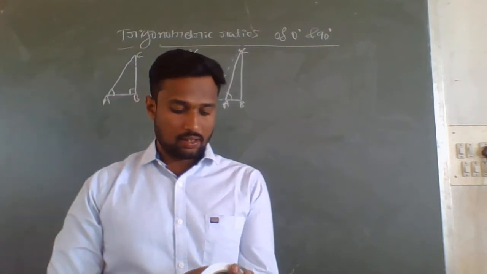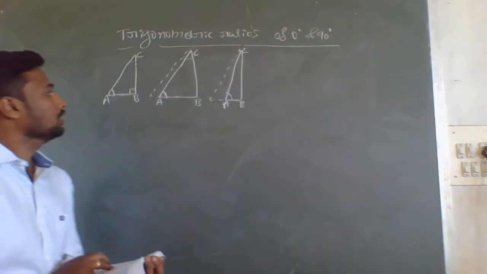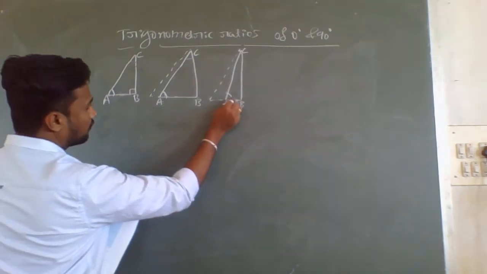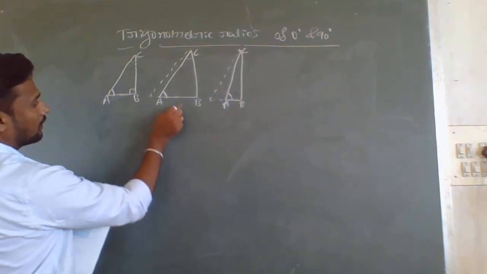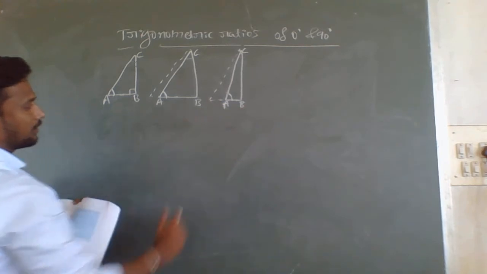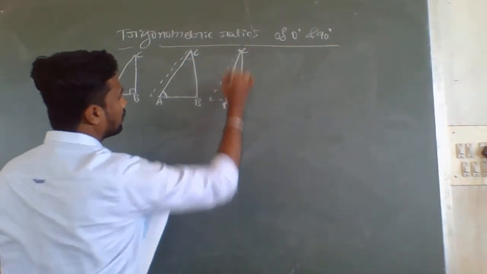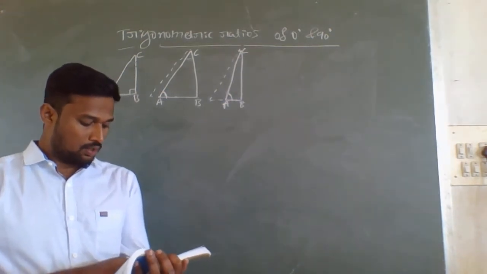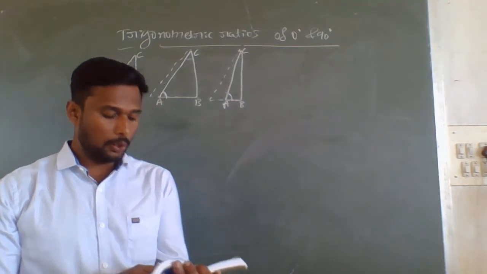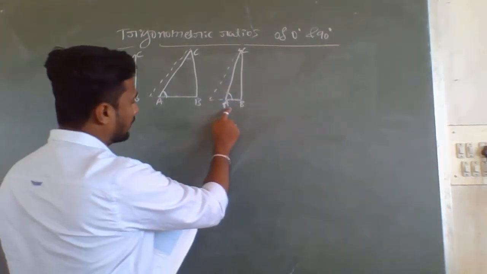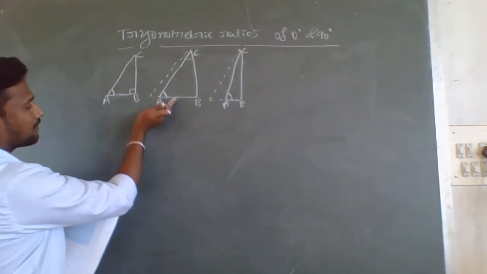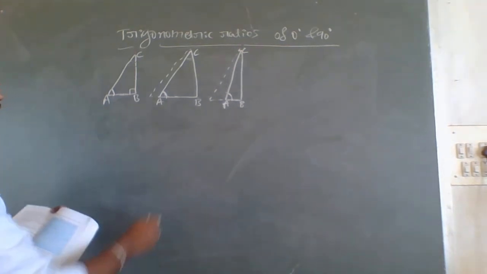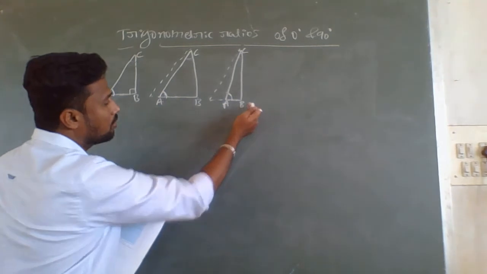Therefore, as in the above case, the length of AB goes on decreasing. As we are increasing this angle A, the length of AB goes on decreasing. The point A gets closer to point B. You can see here, as I am increasing this angle A, this point A is becoming closer to point B.